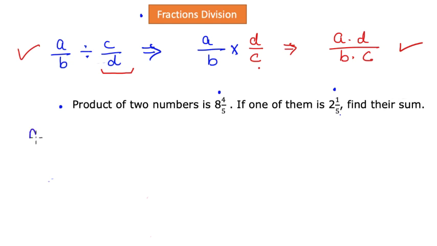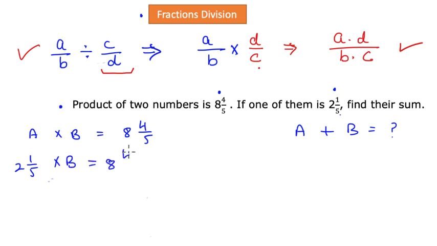Let's say my two numbers are A times B, and that is equal to 8 4/5. I need to find their sum, that will be A plus B. Now we know that one of them is 2 1/5. So if I simply replace A with 2 1/5, times B, that can be equated to 8 4/5. Or in other words, you can state that B is equal to 8 4/5 divided by 2 1/5.